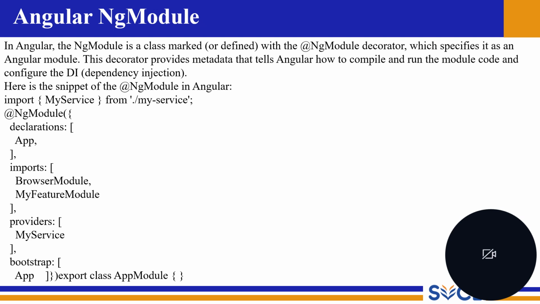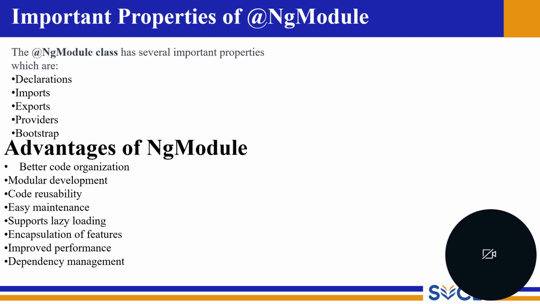And then providers is also an array which lists the services that are available to the injector and can be used throughout the module. The final one is exports. The exports is an array which defines the components, directives, and pipes that can be used in the templates of other modules. So these are the important properties of an NgModule.